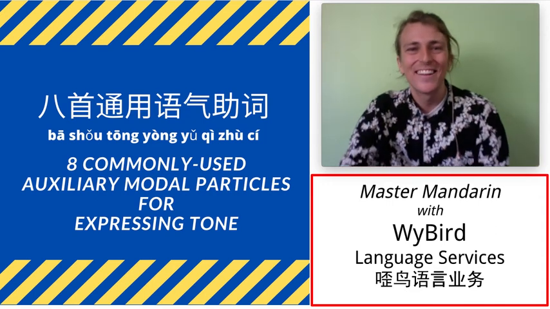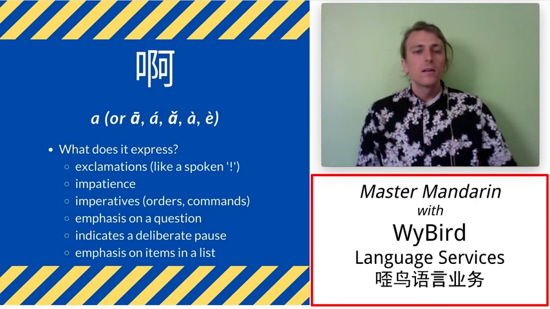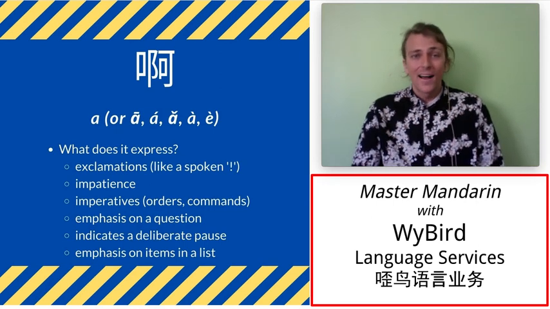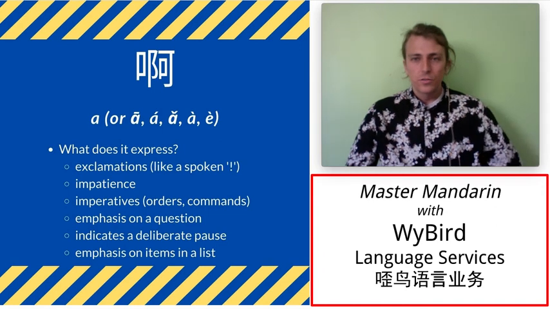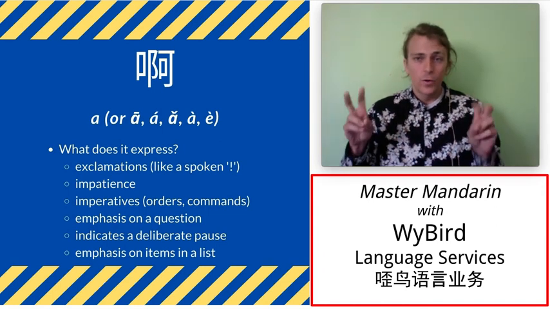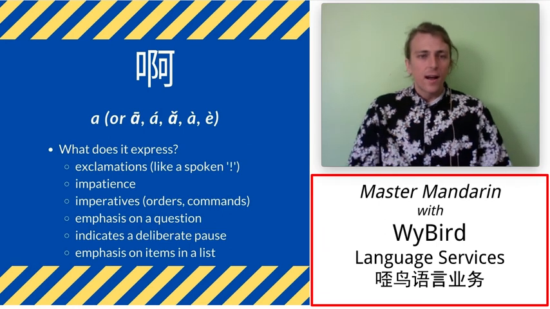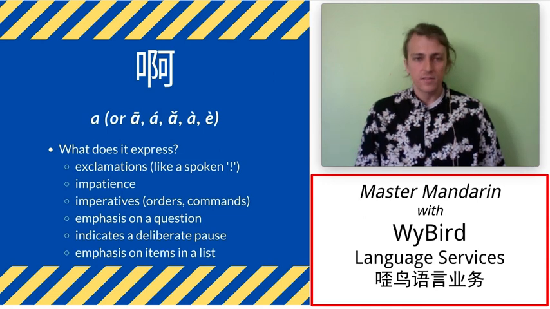So let's get started today with the most common of these modal particles for tone, and that's ah. So we'll usually say this with the neutral tone or the fifth tone or no tone. You can say it with the other tones, as you can see there. But let's talk about what this generally expresses.